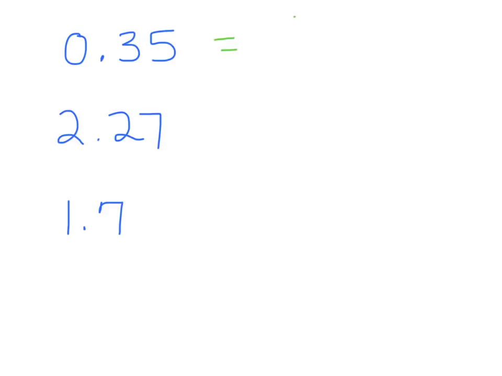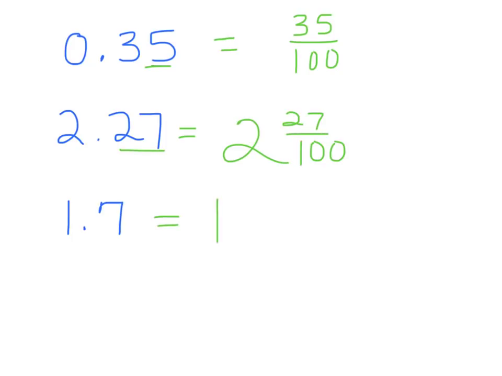Okay, the first one, it's 35, and this is in the hundredth spot, so hundredths. Then you should simplify it. The second one is 2 and 27 hundredths. The third one is 1 and 7. It's in the tenth spot, so 1 and 7 tenths. All right, so that's how you can change a decimal to a fraction.